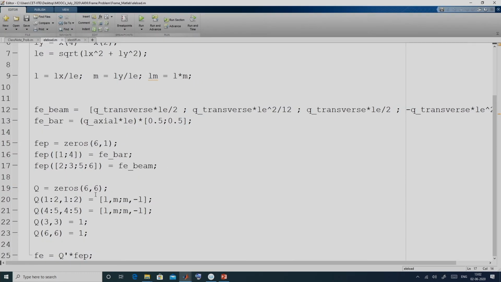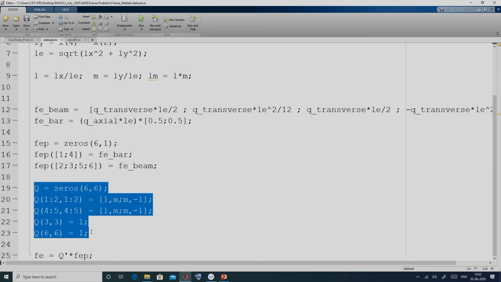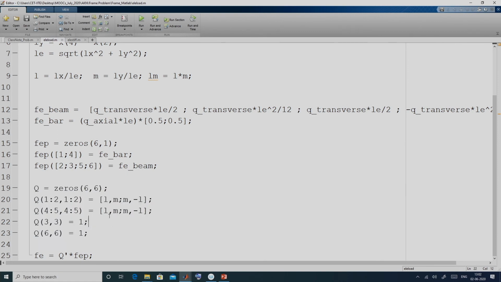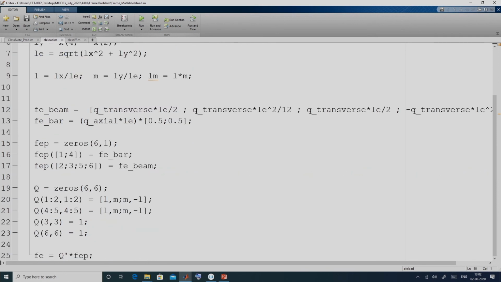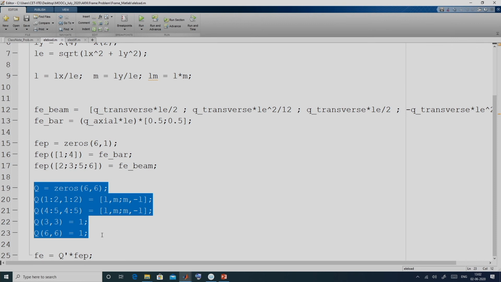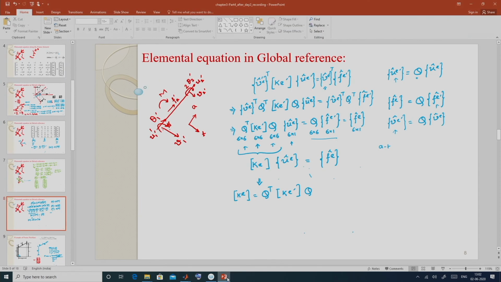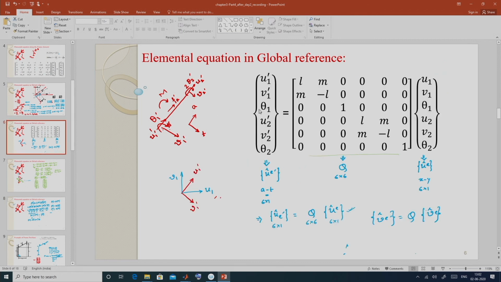So, here you can see that the transformation matrix is constructed in the same way, where L and M are calculated as I explained for element stiffness matrix. In this part, we construct Q here. If you see, in Q matrix most of the entries are 0, only 1, 2 and 4, 5 consist of this matrix L M, M minus L.